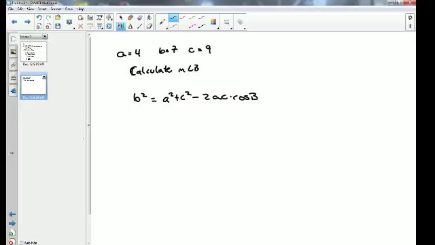Right. So B, side B, cosine B will always go together on the outsides. The insides will be A and C. Okay. Now you can plug everything in and do the math.